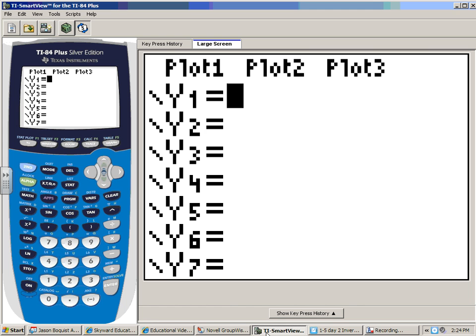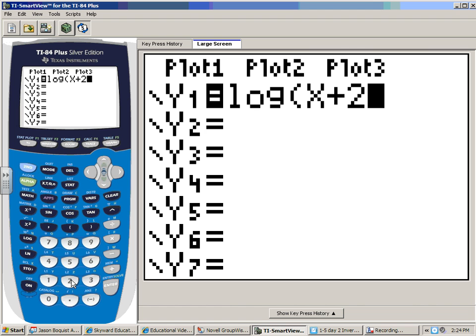Y equals log. Now, how is it that you do, for example, log base 4 of x plus 2 and then minus 5? Well, what should be the next thing I type in? X plus 2. Yep, so x plus 2, and a very important key to hit next: the parentheses. You've got to close that thing off.